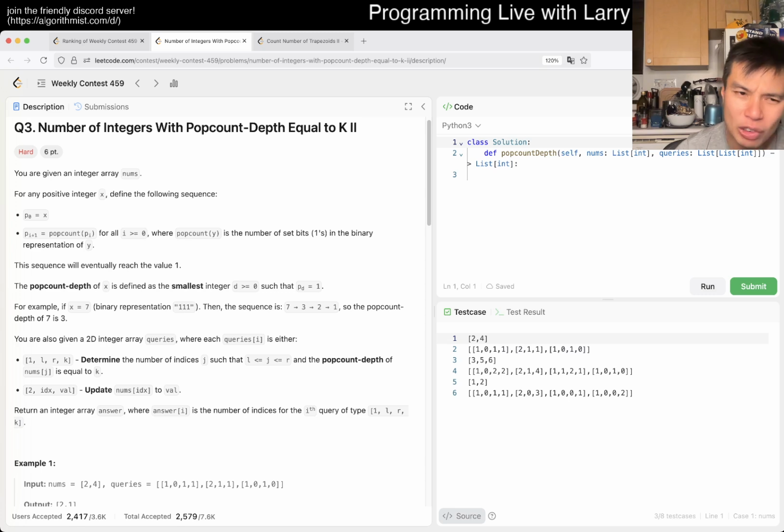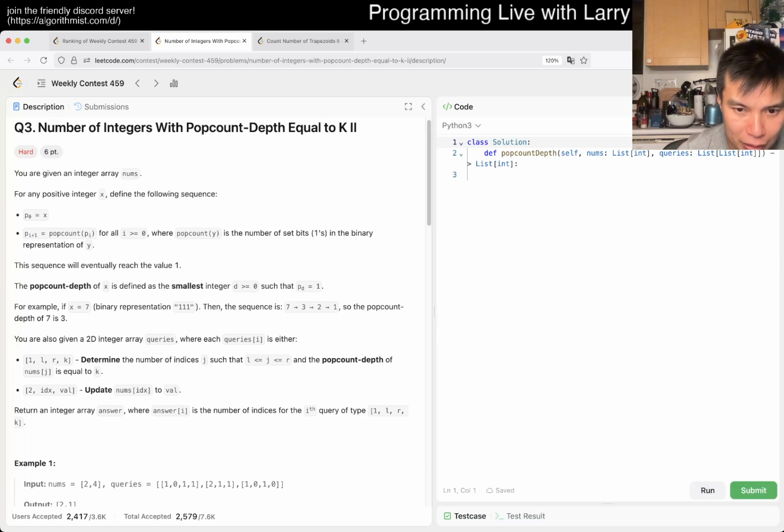Update nums. This is also like a weird problem, because if you solved the other one from earlier, this is much easier. Not that it's easier per se, but you've already done a lot of the work. So number of indexes such that pop count depth is... Yeah, I was gonna say, you could probably use segment tree. I was like, maybe you don't need segment tree, but it's just easy to write segment tree.